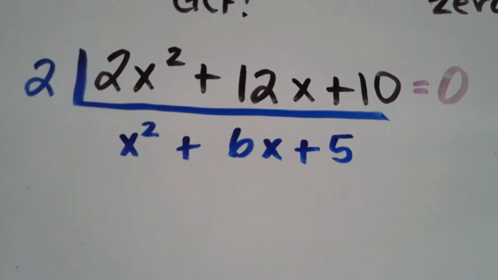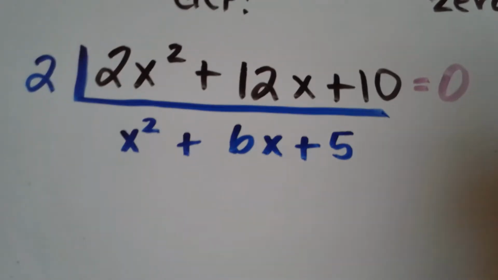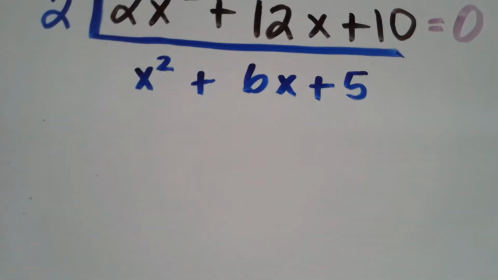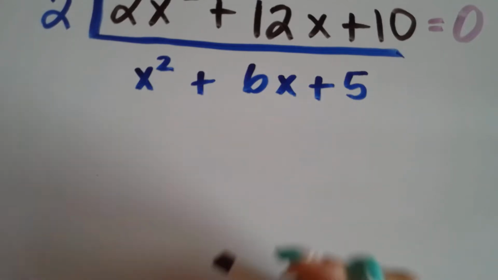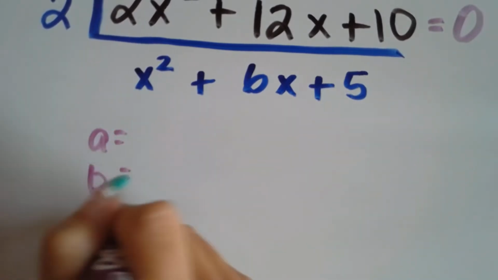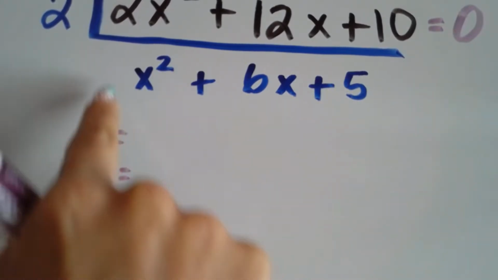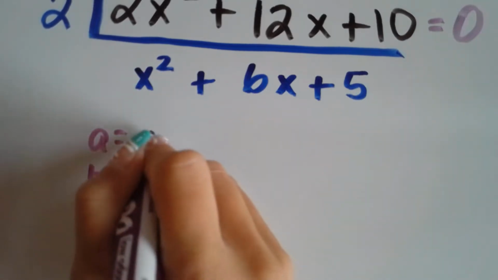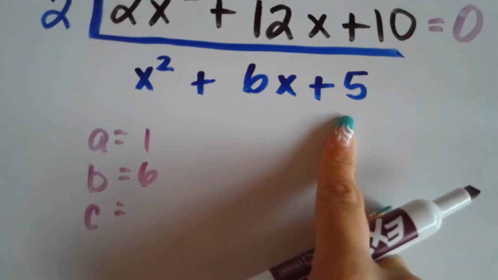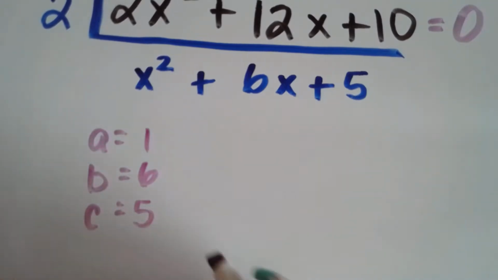All right, now let's keep working. We're going to get into factoring this quadratic. We have dealt with some GCFs before, so this should not be too new for you. So let's do our A, B, and C. Our A is the one with the x squared, so it's going to be our 1. Our B is going to be this 6, and our C is going to be 5.